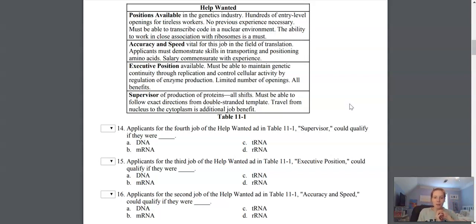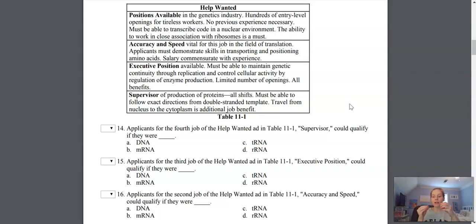15, third job: must be able to maintain genetic continuity through replication and control center activity by regulation of enzyme production. Limited number of openings, all benefits. And then I also want you to pay attention to the title on that one. It does say executive position.